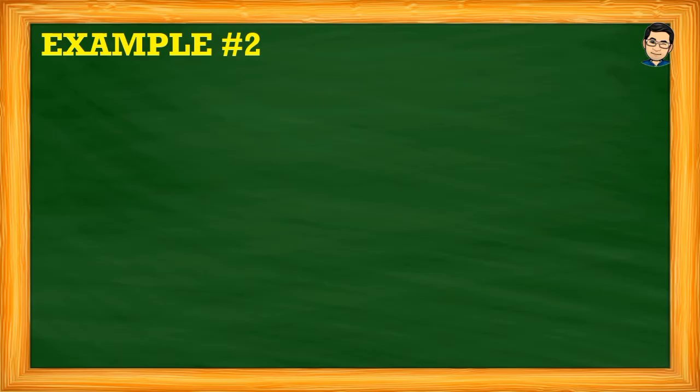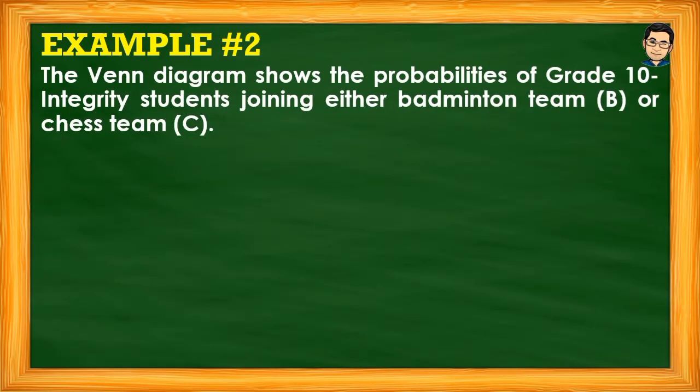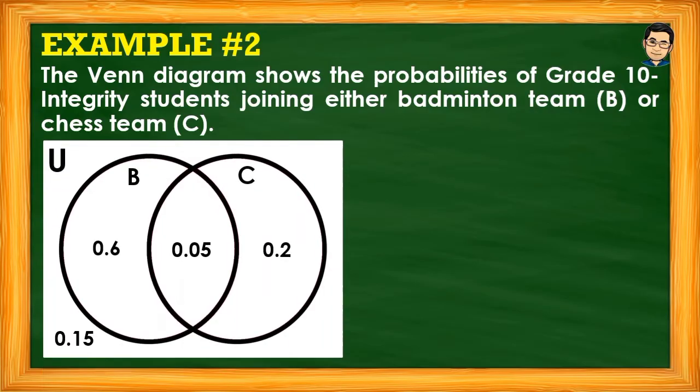So, for example number 2, we have the Venn diagram shows the probabilities of grade 10 integrity students joining either badminton team or chess team. So, dito po sa ating Venn diagram, given na po yung probability ng events. Like for example, yung probability na yung estudyante, member siya ng badminton team or chess team. So, kasi kanina, yung naka-indicate lang po is yung number of students. Okay, tsaka natin sinolve yung probability ng bawat event.